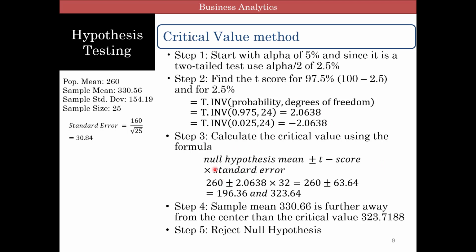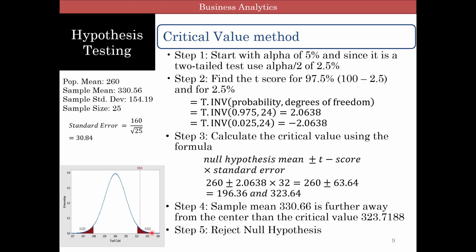And you're going to calculate the critical value using this formula. Your null hypothesis 260 plus minus your t-score multiplied by standard error. So the two values are 323.64 and 196.36, right? And of course, your 330 is further away, so you reject your null hypothesis.